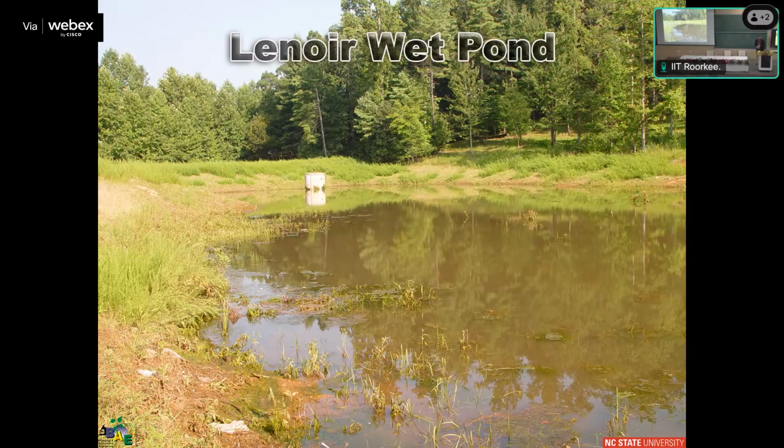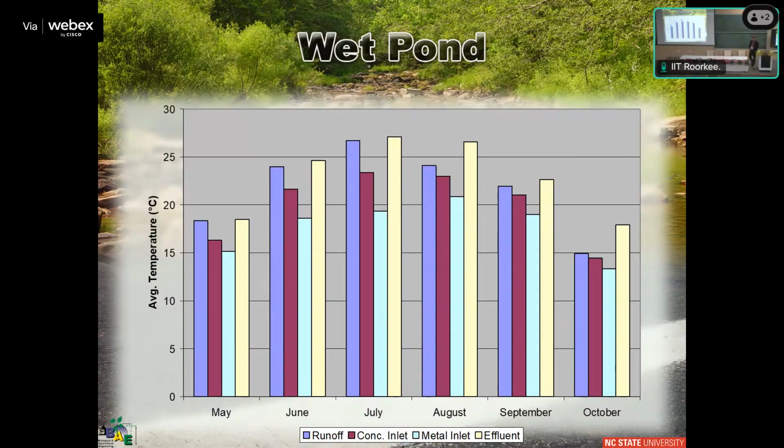Here's another one we studied up in our foothills. All right. You can see the outlet structure there. And in this particular one, we were looking at temperature coming in and temperature leaving. So the yellow bar is the temperature leaving. The blue bar is the temperature of the runoff. And then the inlet water is in this red and light blue bars. What do you see about the thermal situation leaving the pond? Is the pond good for cooling the water off?